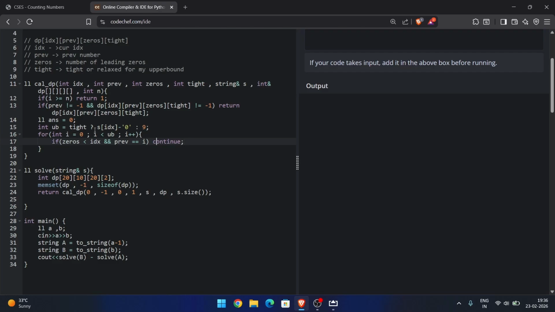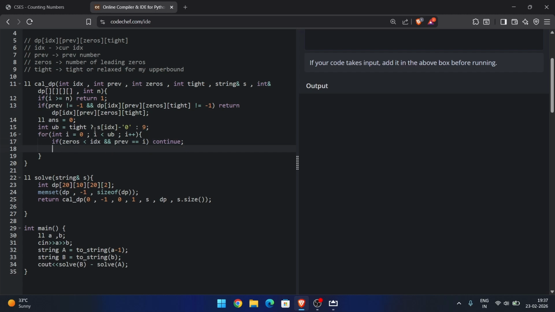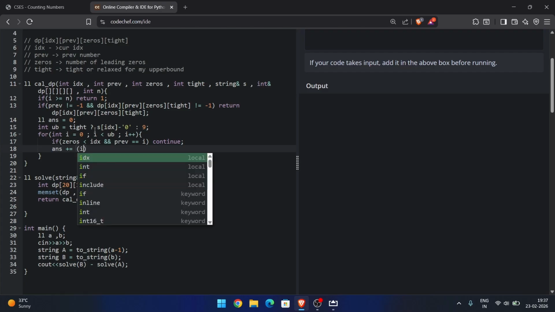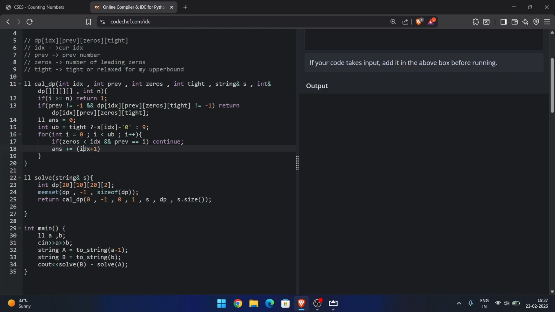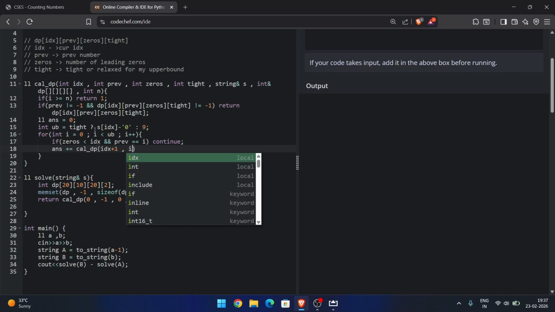Okay, because we can't put this number, so what we did, we put the zeros condition also here, because if zeros are less than the current index, that means we have already started our number. So now this condition has to be checked. If previous is equal to I, then we would continue. Otherwise, what we will do? We will do answer plus equal to. Now, what would be our index? It would be index plus 1. The previous would be this number, that is I.